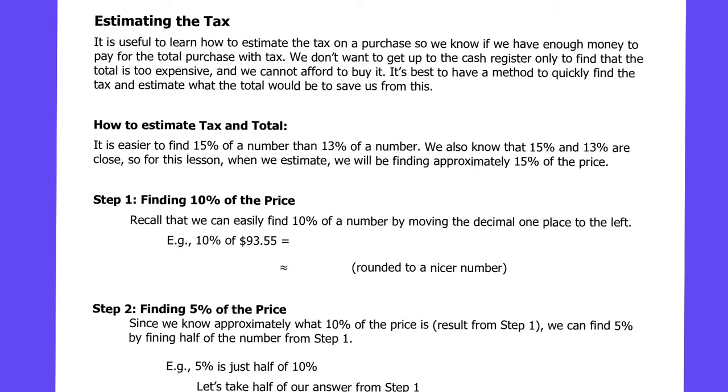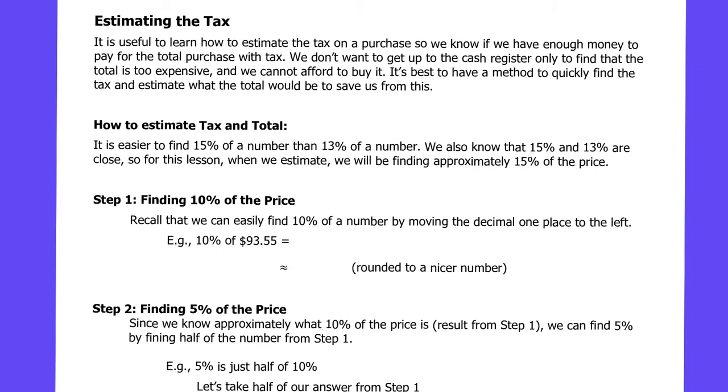So how do we find it? Because 13% is a more difficult number to work with when we're estimating, 15% is a lot easier, and you'll see the steps that we use to find 15%. 15% is actually really close to 13%, so that's why we're going to use it. We'll see in the end that our answer will be different from the actual calculation if we were to use a calculator and do it the way we just did above, but not by too much.